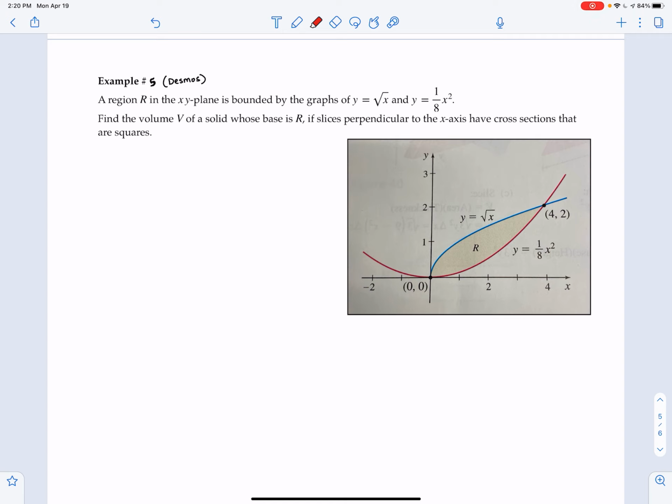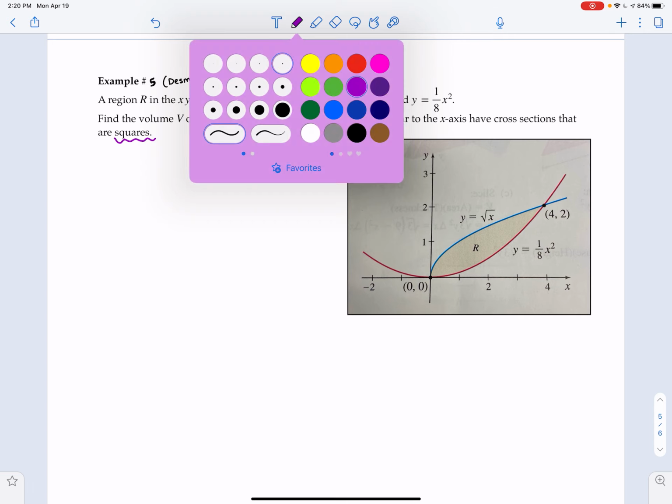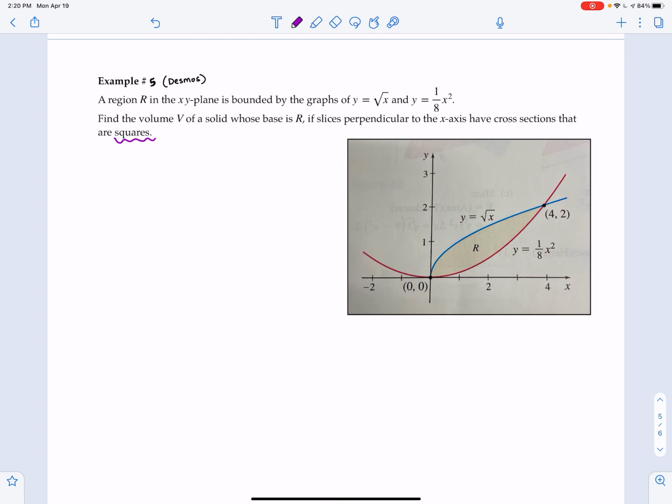So let's take a look at this. We also need to know what kind of shape we're raising up out of this area, and it says we're raising squares. So let's kind of draw this picture here. We are using squares perpendicular to the x-axis. And I'm going to try and make this as three-dimensional as we possibly can. So there is a square being raised up out of the curve here.